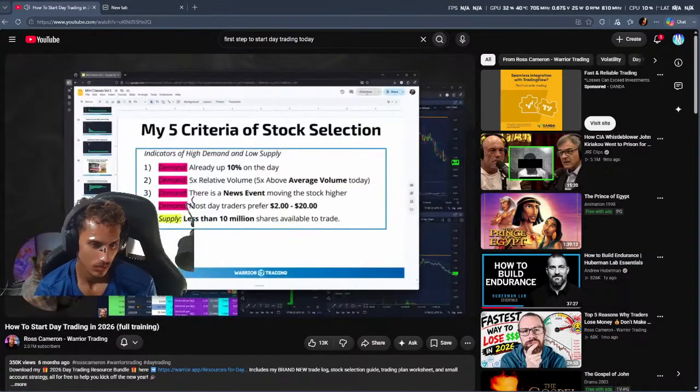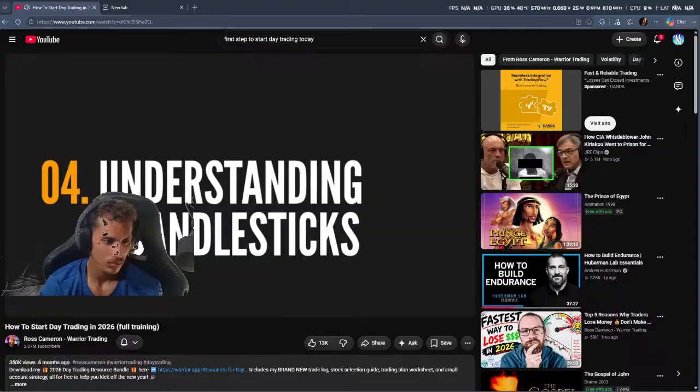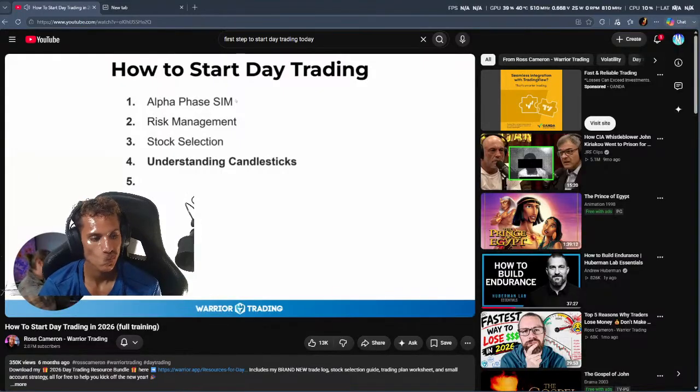So now if we jump back into the slide deck here, we're going to go ahead and jump into step 4, which is understanding candlesticks. So first step is just practicing a ton in the simulator. Second step is understanding risk management. And then obviously what I said is the first step of risk management is stock selection.